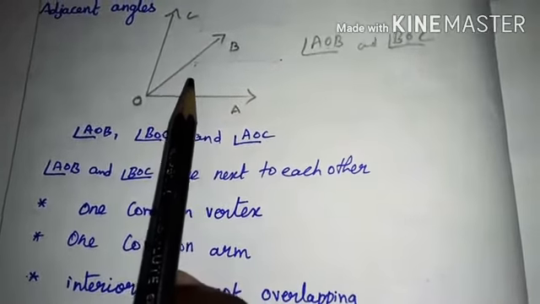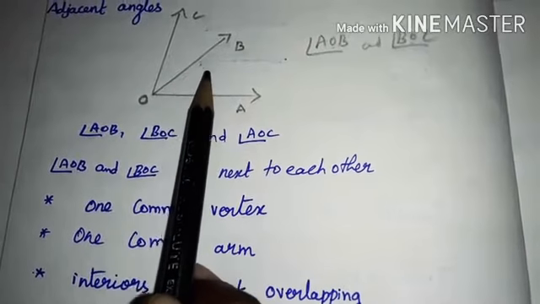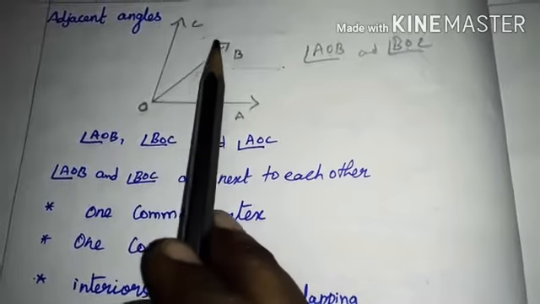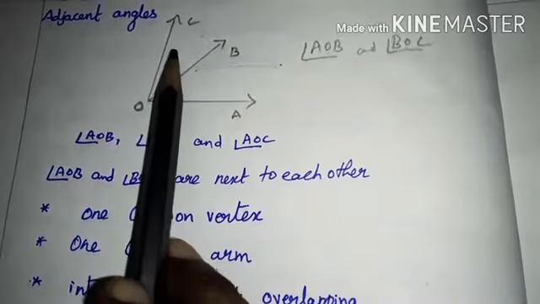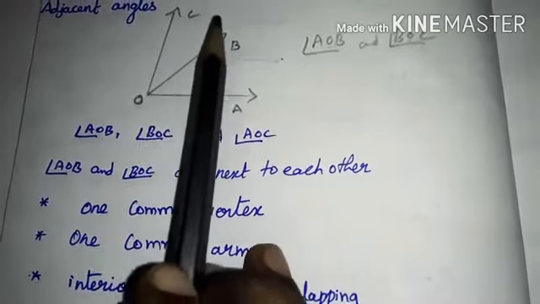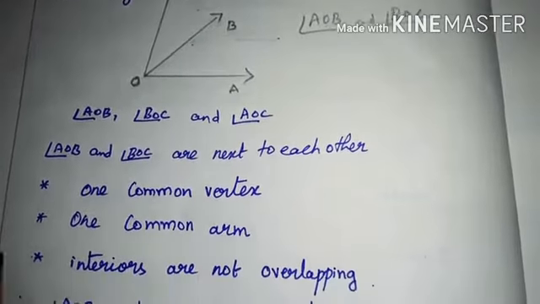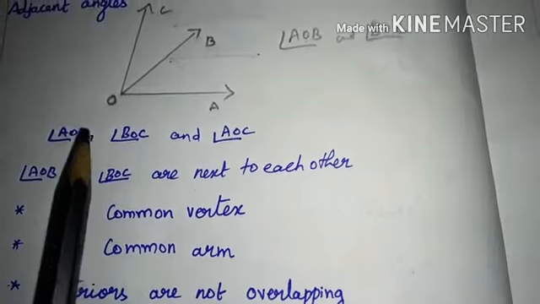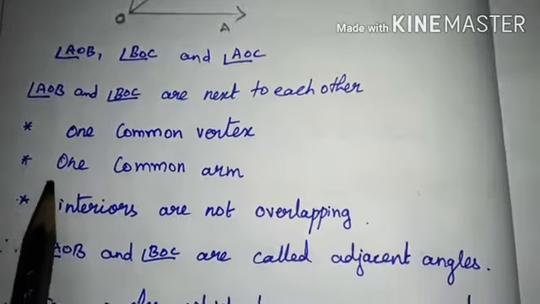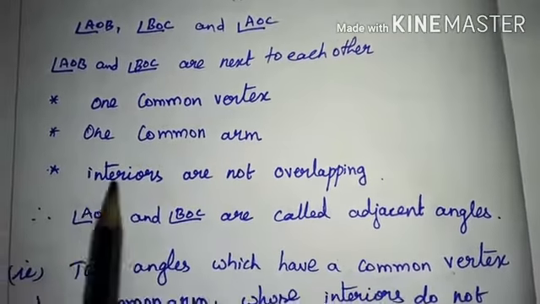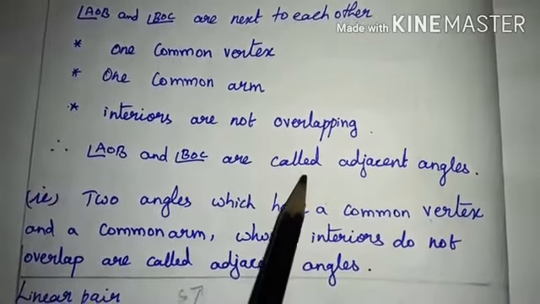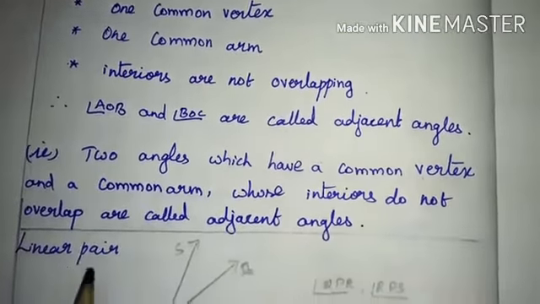And if you see the interiors of the angles, the interior of angle AOB and the interior of angle BOC are not overlapping. Therefore, we can say AOB and BOC are adjacent angles. If two angles are said to be adjacent, then they have one common vertex, one common arm, and the interiors are not overlapping, then we can say that the two angles are adjacent angles.